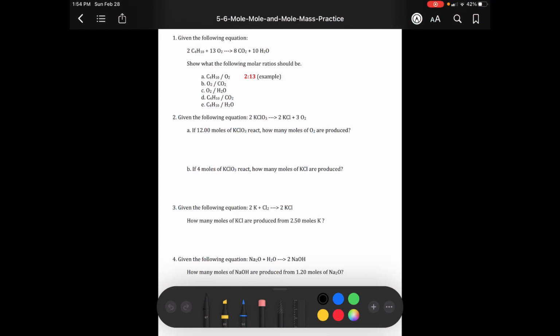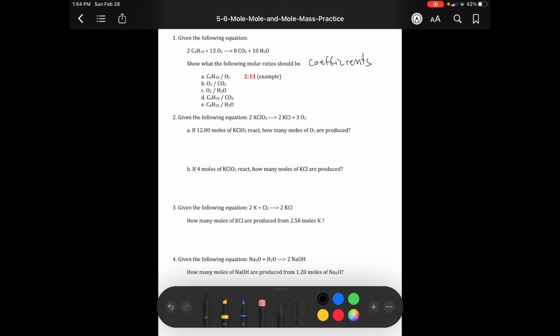Hey there, Stover here, and what we're going to do is I'm going to work through a couple questions, and then I'm going to stop and let you work through a couple questions. The first one I get is pretty easy. I'm just pulling out molar ratios. And remember, molar ratios are based on coefficients.